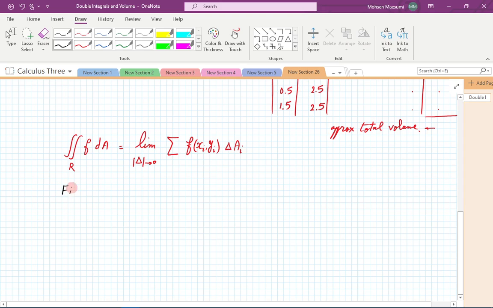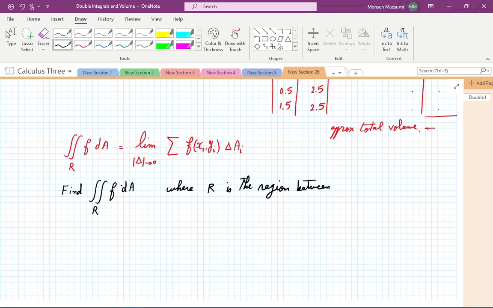Find the double integral of a function, where R is the region between x equal to radical y and x equal to y over 2. f of x and y is x squared y squared.